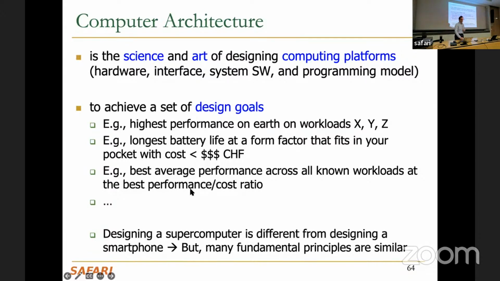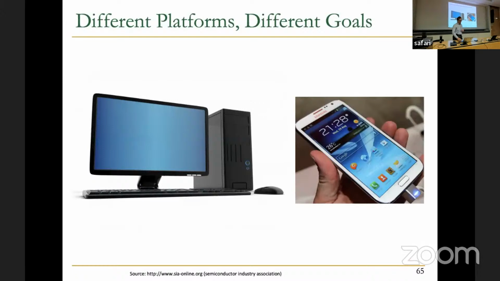Or it could be a more general purpose computer. You want to get the best average performance across all known workloads, maybe thousands of workloads, at the best performance-cost ratio. These are clearly different types of systems. But in the end, a lot of fundamental principles are similar. If you understand the trade-offs you're making when you change some component or implement some component in some way, you can actually design any component, in my opinion. As an architect, it's good to feel that way. So it's not that hard once you have the principles.